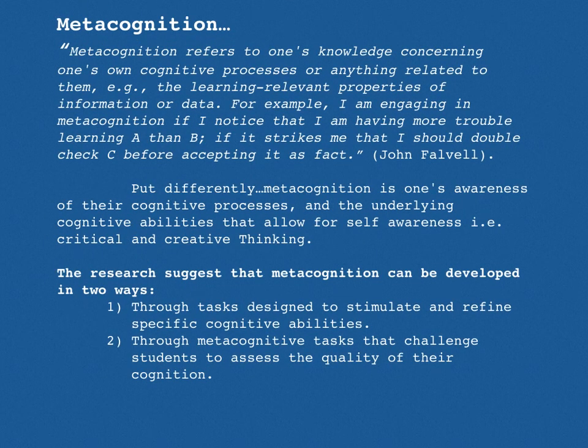Before I do that, I think it's important for me to define exactly what I mean when I say metacognition. There are many different definitions. Developmental psychologist John Flavell said metacognition refers to one's knowledge concerning one's own cognitive processes or anything related to them, the learning relevant properties of information or data. For example, I'm engaging in metacognition if I notice that I'm having more trouble learning A than B, if it strikes me that I should double-check C before accepting it as a fact.